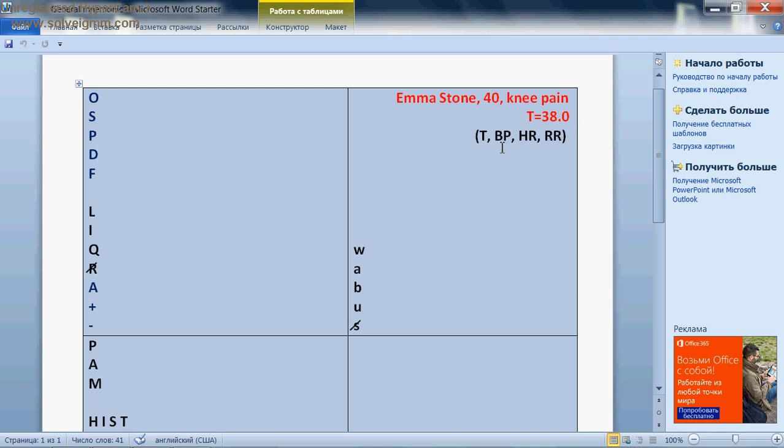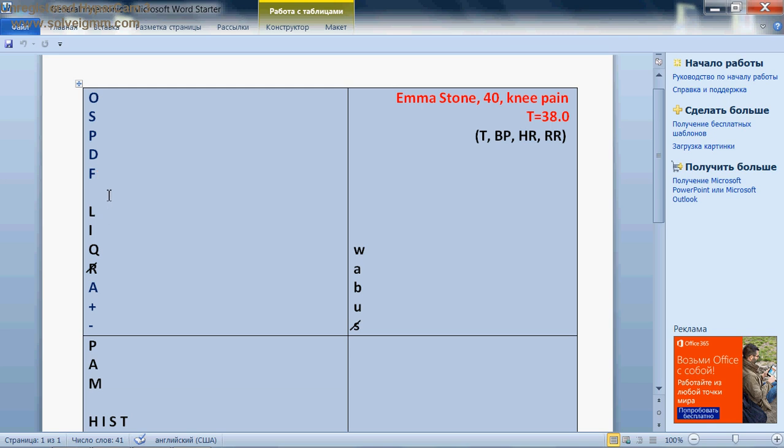Then you begin preparing your note. So the mnemonic is OSPDF, and the second part of it is LICRA plus minus. I highlighted part of this mnemonic with blue because the blue is the part which you can also use for any other complaint, not only pain.